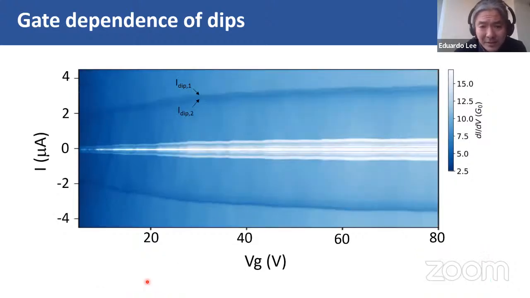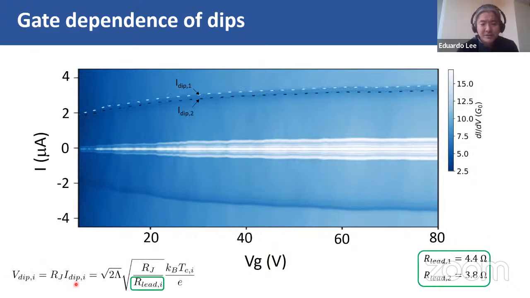We can do the same now if we replot the data as a function of the current that runs through the junction. Again, we see these two dips here, and the position of these dips on the y-axis corresponds to the currents at which the leads go from superconductor to normal. And again, using the same relation with IDIP, we can get a very good fit using the same free fitting parameter. So again, just a single free fitting parameter per lead.